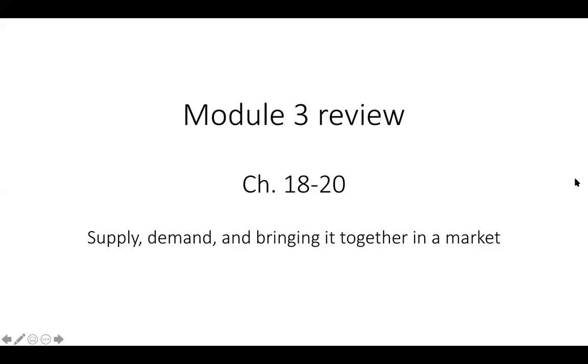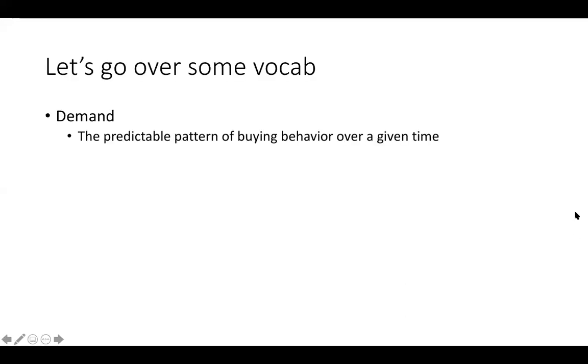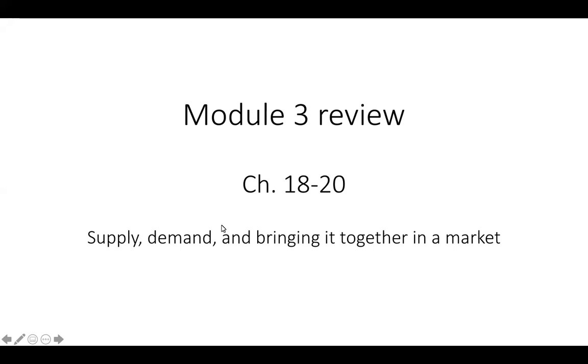Hi all, this is a video on chapters 18, 19, 20 in module 3. In these chapters, we're going to talk about supply, demand, and bringing both of those together in a market. In chapter 18, first we're going to look at demand, we're going to look at buyers. Chapter 19 looks at supply, meaning sellers, and bringing both together in a market puts both buyers and sellers on the same graph, on the same XY axis.